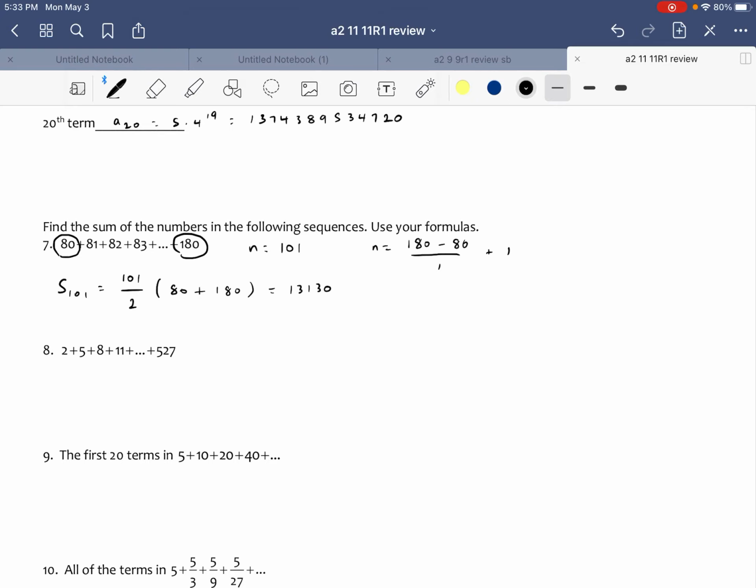Number 8, 2 plus 5 plus 8 plus 11. That's arithmetic also. I need to know my first term, my last term, and how many numbers I'm adding. This one I'm going to use my formula on. I'm going to take my last number, subtract my first number. Because these numbers are going up by 3, I divide by 3. And then I don't forget, always add 1.